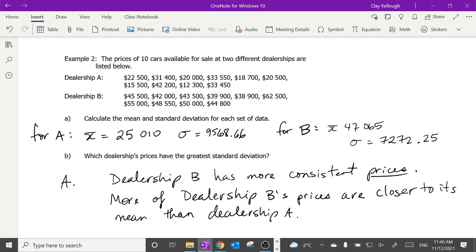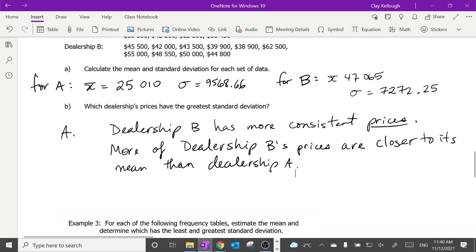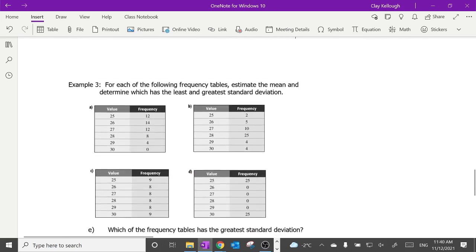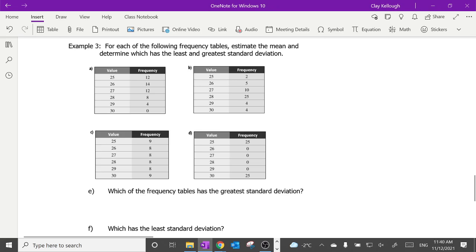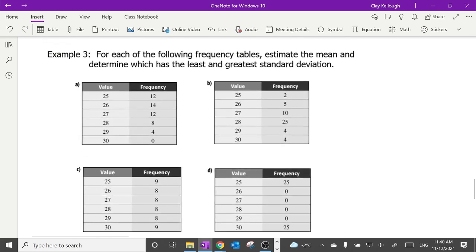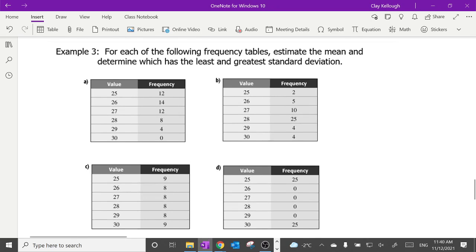Now for example 3, they actually want us to try to do this without technology at first. They want us to kind of look at it and use our estimation skills. So let's read example 3 together. For the following frequency tables, estimate the mean and determine which has the least and greatest standard deviation.